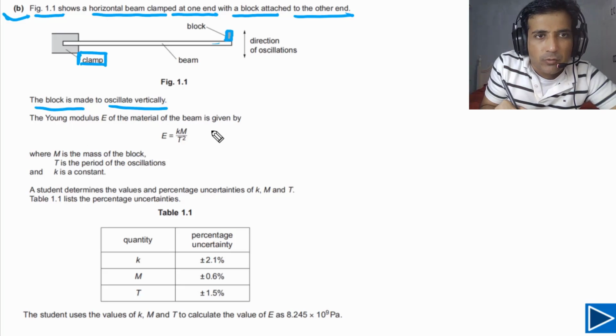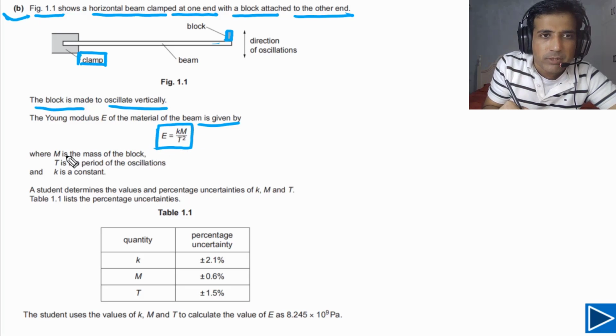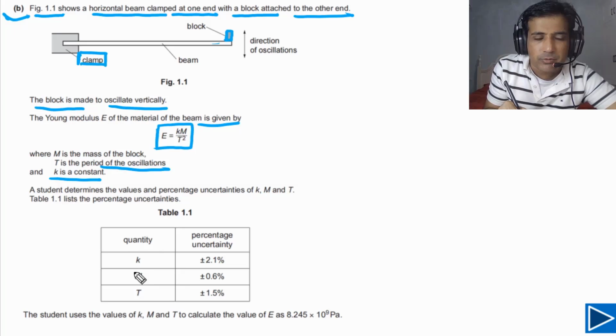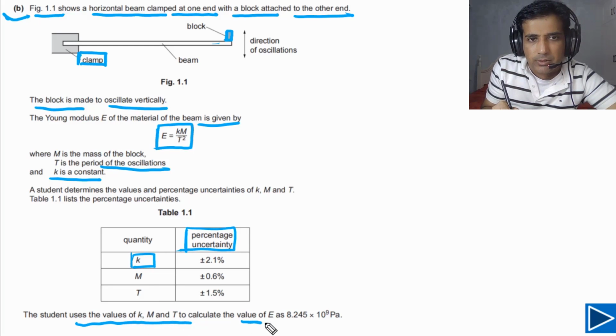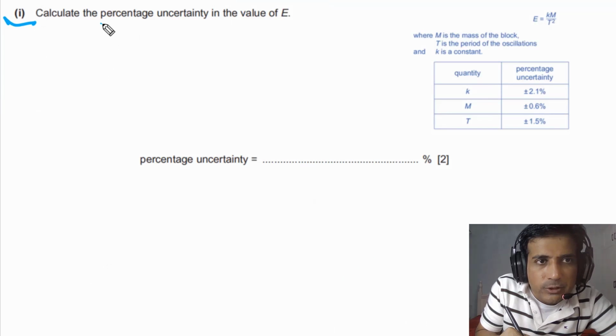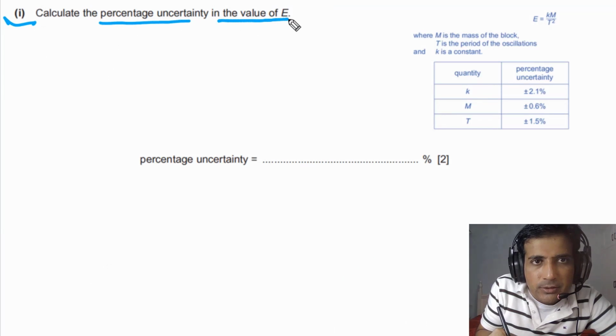The Young's modulus of the material of the beam is given. So this is how you can calculate Young's modulus. In this case, it is given that m is the mass, T is the period of oscillations, and k is a constant. A table is also given. In this table, you can see we have the quantity and the percentage uncertainties. The student uses the values of k, m and T to calculate the value of E, and the value of E is also given to us. We will need this value later. For part B1, we need to calculate the percentage uncertainty in the value of E.